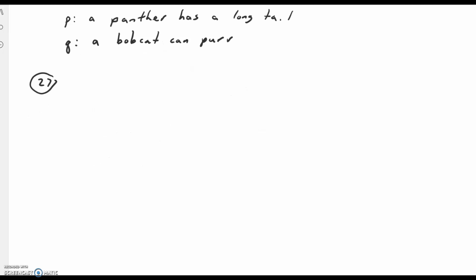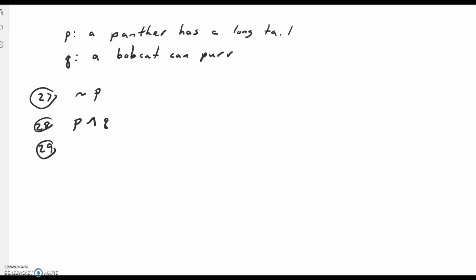Problem 27, we're supposed to write down notation for a panther does not have a long tail. That would be the negation of P, so that's the answer for problem 27. 28, a panther has a long tail and a bobcat can purr. So P and Q, it's a compound conjunction. A bobcat cannot purr, that would be not Q, or a panther does not have a long tail, that's the negation of P. So we have a compound disjunction, an or statement of the two negations of Q and P.